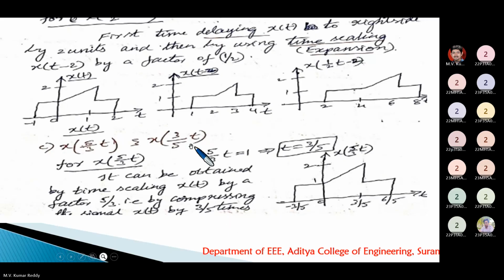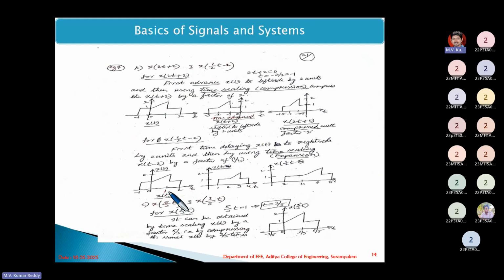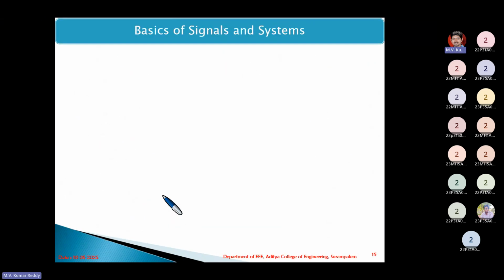Okay, here 5 by 3. What is the value of 5 by 3? 1.33. So it is greater than 1, so it is expansion. Okay. Next. Model 1 completed. 7th problem completed.